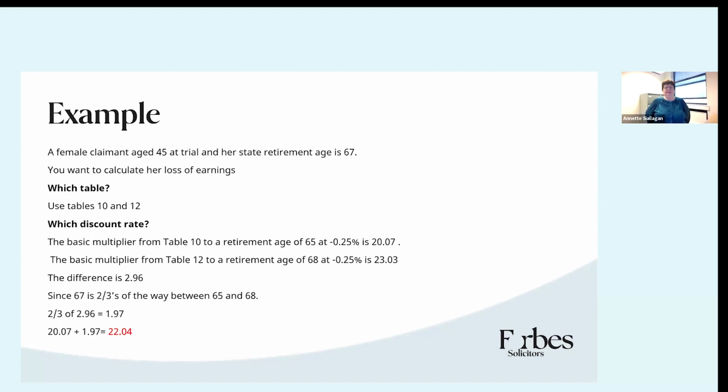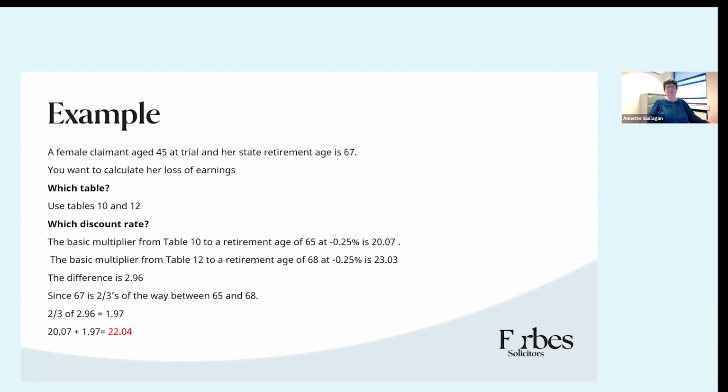Because 67 is 2/3 of the way between ages 65 and 68, between the two tables, you'd then calculate 2/3 of the difference. 2/3 of 2.96 is 1.97. And then you would add that to the multiplier for table 10. So that's how you interpolate manually, and you come out at a figure for the multiplier of 22.04. Apologies if this sounds like a maths lesson, but that's just the way that you would manually interpolate the difference.